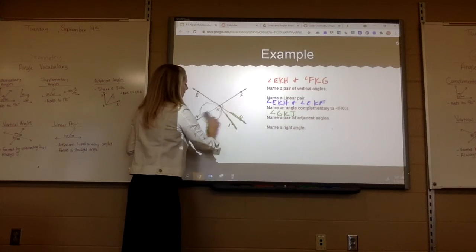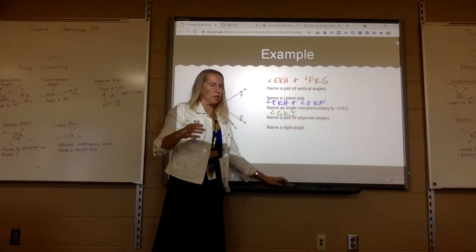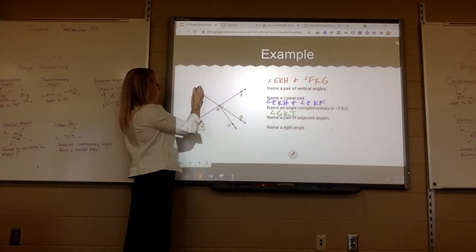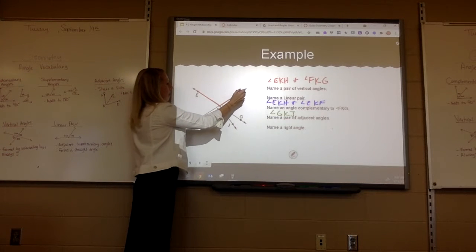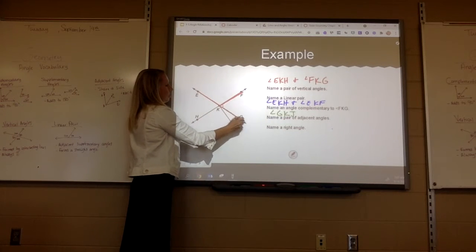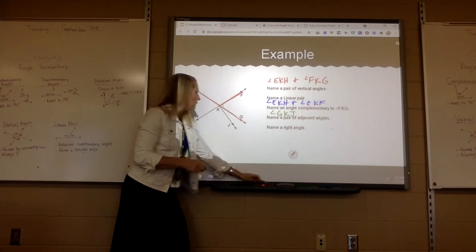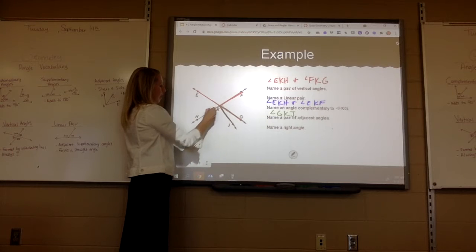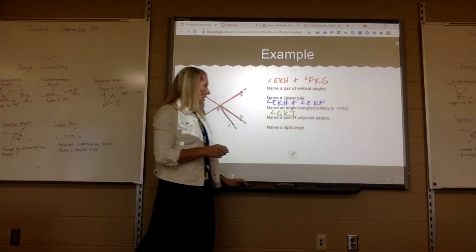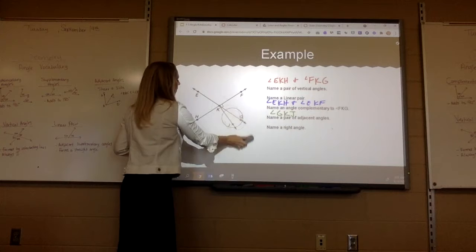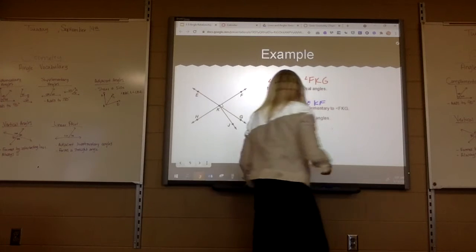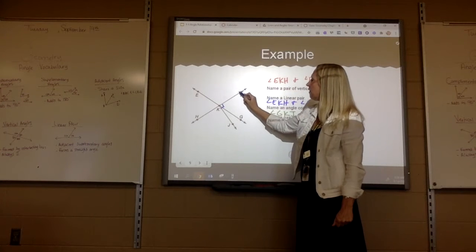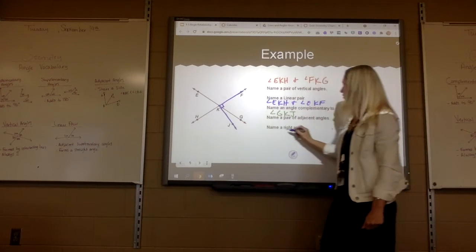Name a pair of adjacent angles. Adjacent means they share a vertex and a side, so they're right next to each other. So like E, K, F, and F, K, G would be adjacent. Or G, K, J, and J, K, H would be adjacent, as long as they share a side. And then finally, the last one says name a right angle. So look for the box. That would be F, K, J.